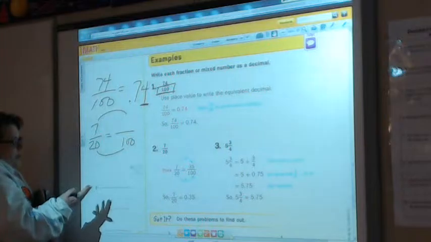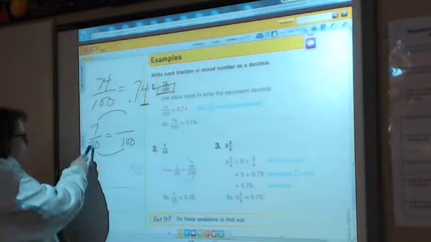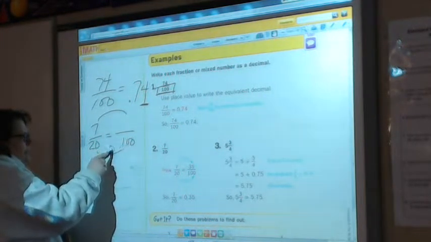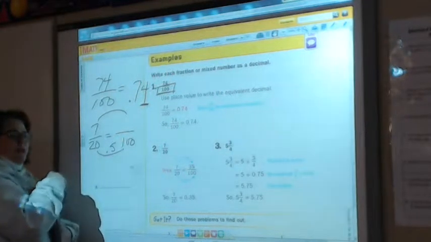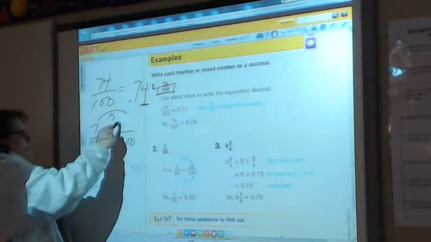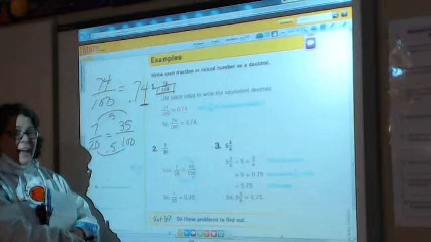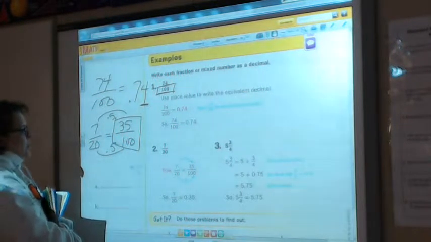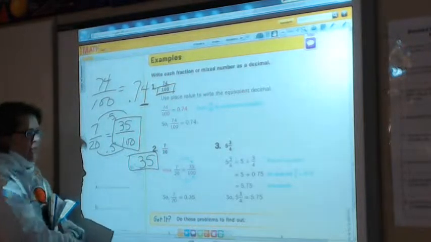So you're going to create an equivalent fraction, just like we were doing when we were adding fractions the other day. So 20, what did I do to 20 to make it 100? I multiplied it by 5. So then whatever I do to my denominator, I need to do the same thing to my numerator. So what am I going to do to 7? I'm going to multiply it by 5. 5 times 7 is 35. So that's my equivalent fraction, but I'm not done yet because now I need to turn this equivalent fraction into a decimal. So that would be 0.35 or 35 hundredths.